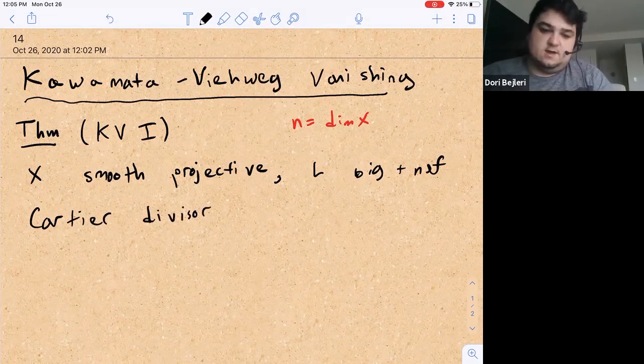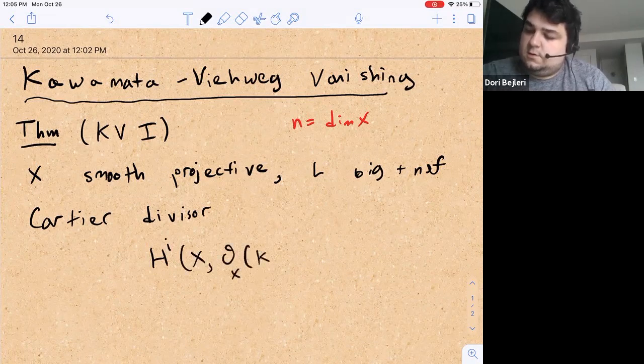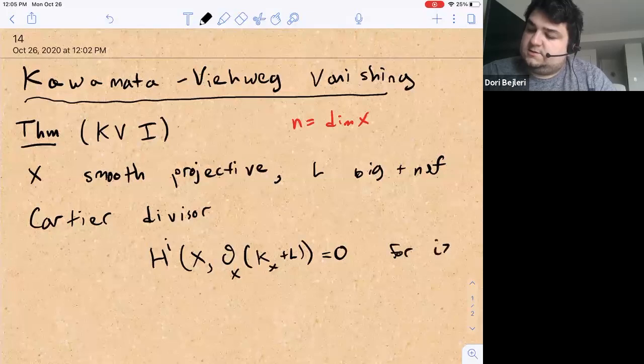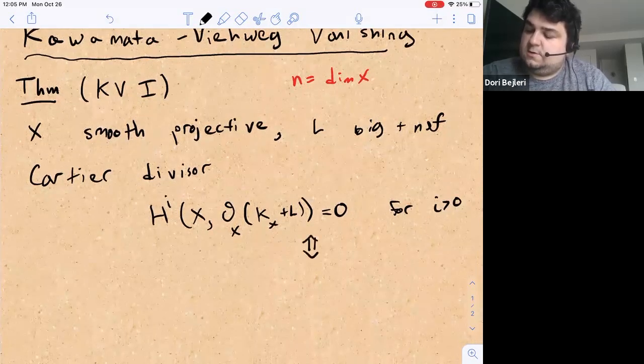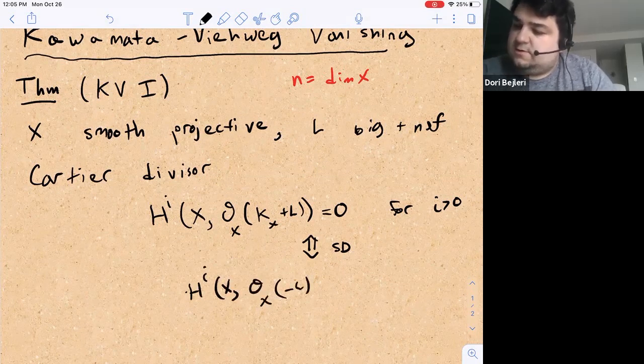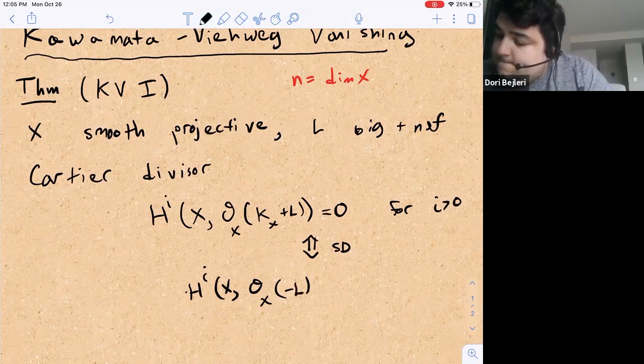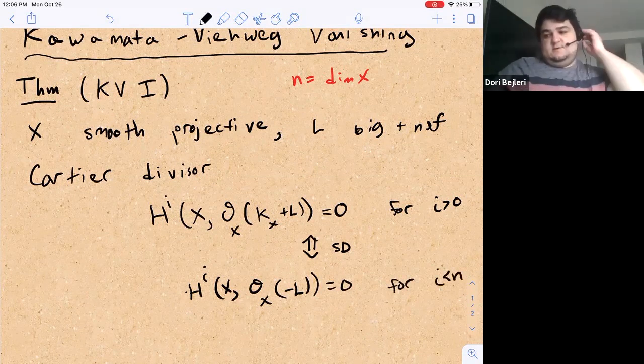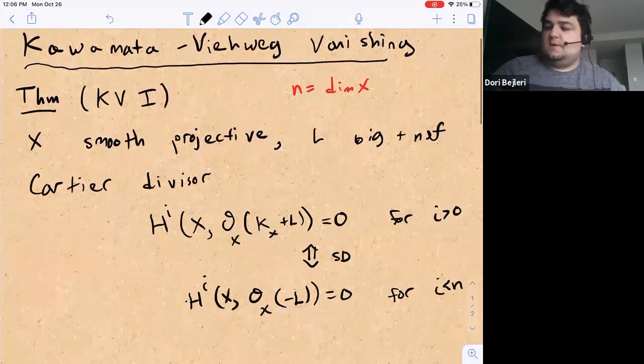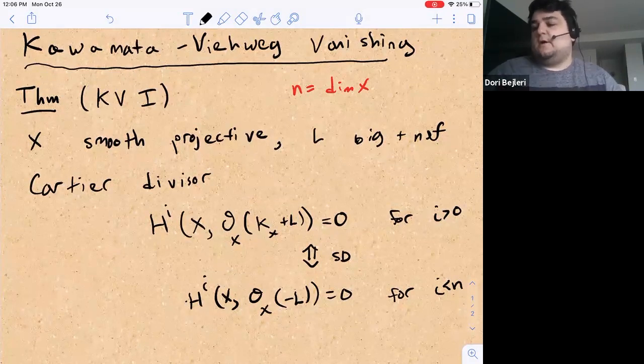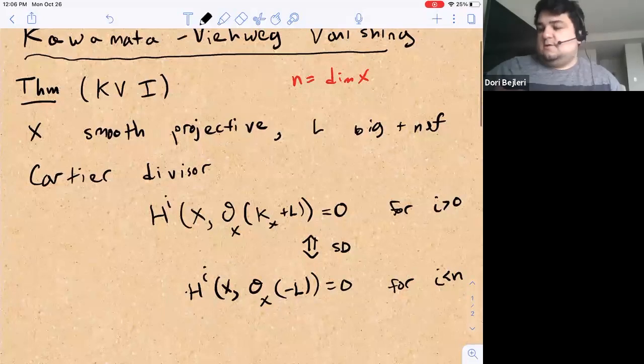Then KV vanishing tells you that the conclusion of Kodaira vanishing still holds for this L. So H^i of K_X plus L is 0 for i greater than 0, or equivalently by Serre duality, H^i of X, O_X of minus L is 0 for i less than the dimension. Okay, so that's maybe the easiest version to state of Kawamata-Viehweg vanishing. In this version, you slightly relax the conditions in Kodaira vanishing from ample to big and nef. So you can see how that might be a useful statement to have.